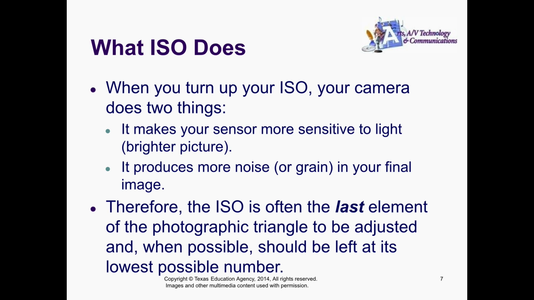And so therefore the ISO is often the last element that the photographer will adjust. Because when possible, you want the lowest number possible, because the higher you get up in those numbers, it's going to add noise. And I'm going to show you some pictures of noise and grain in a picture.